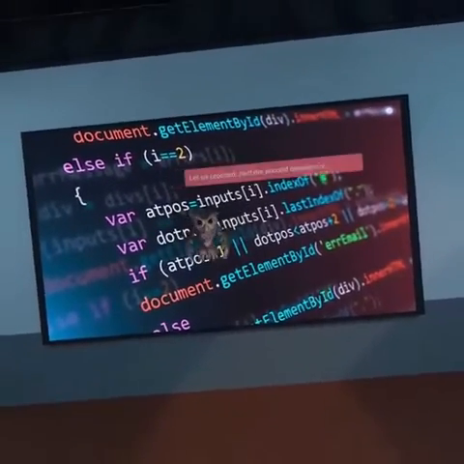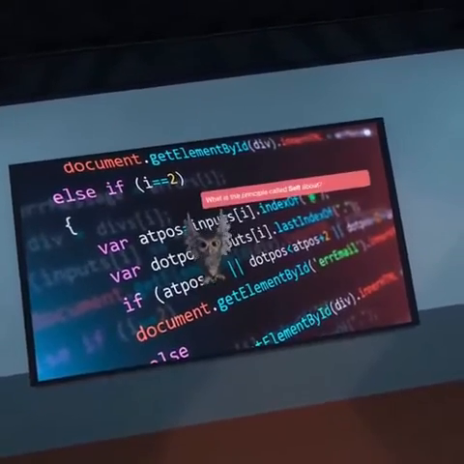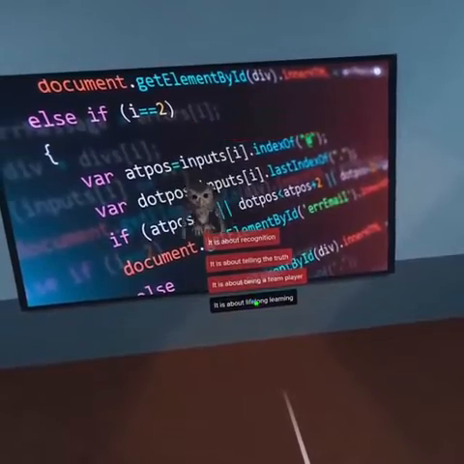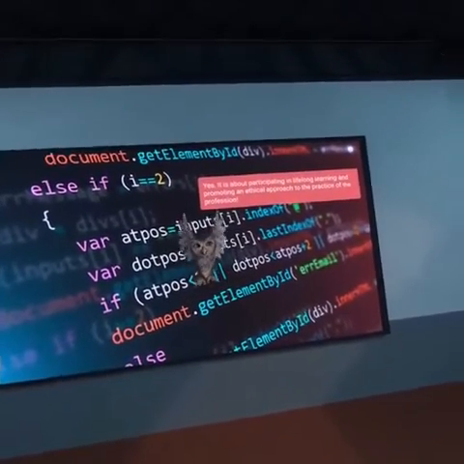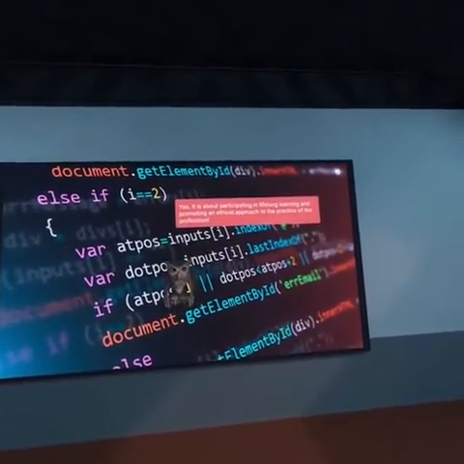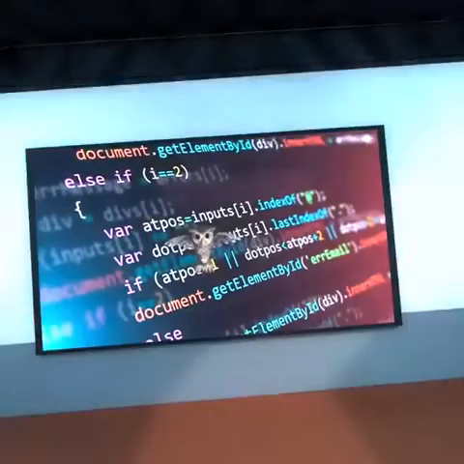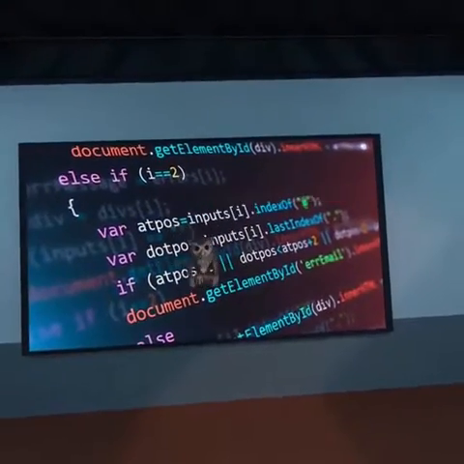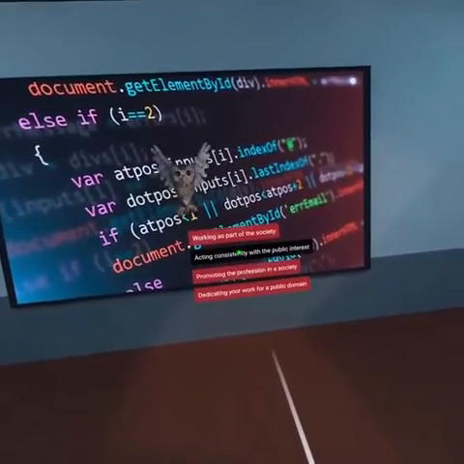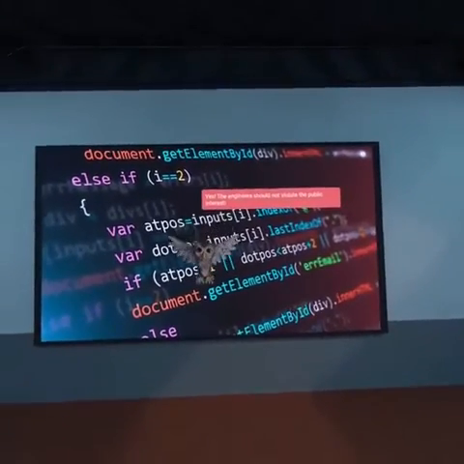Let us proceed. And the second question is, what is the principle called self about? Yes. It is about participating in lifelong learning and promoting an ethical approach to the practice of the profession. The next question is also related to principles. What is the principle called public about? Yes. The engineers should not violate the public interest.